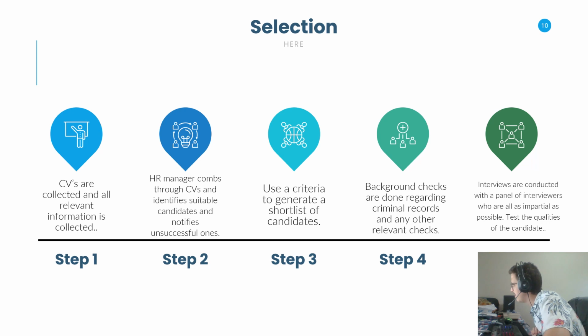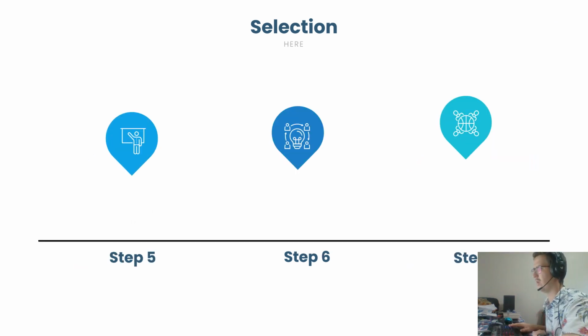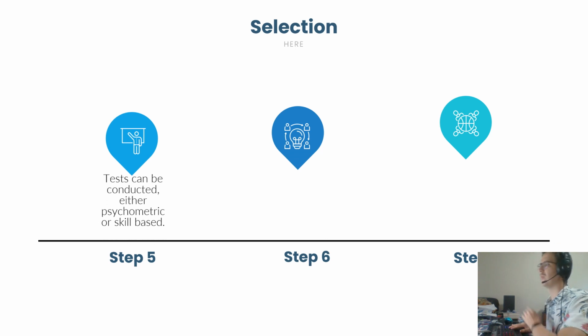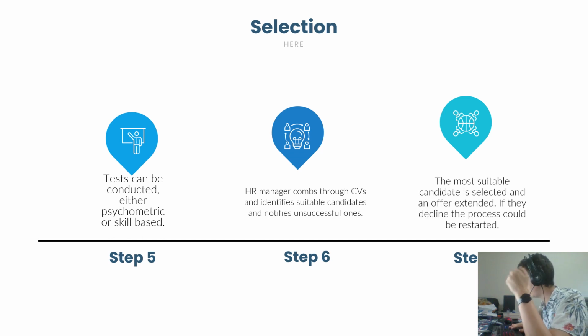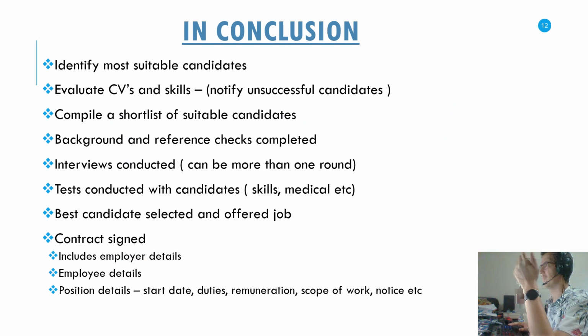Step 5 is you do your interviews, and you're allowed to do assessments, tests, whatever you would like to go through them, psychometric or skill-based. It is not always considered ethical to do medical tests unless it is a requirement of the job. Then you go through the CVs and find the best candidates. If they say no, you restart the process and go on to the next one.